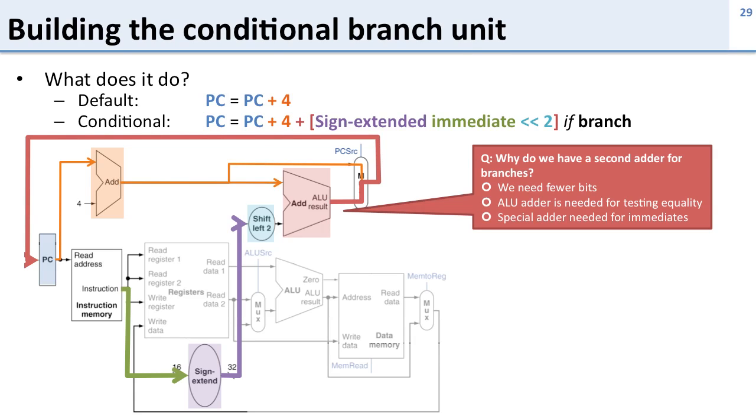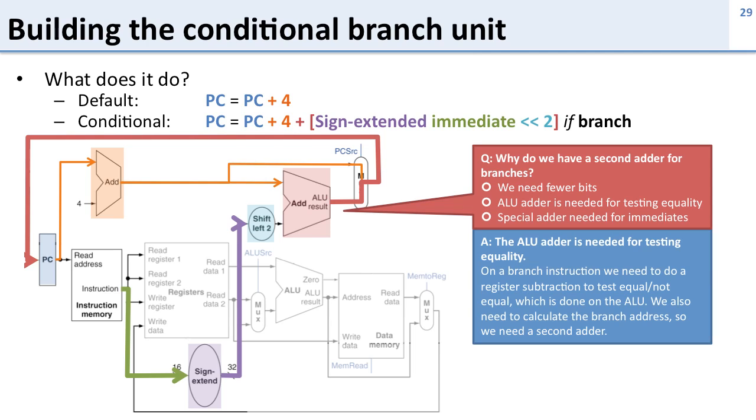So here's a question. Why do we have a second adder for branches? Is this because we need fewer bits for this adder? Because the ALU adder is needed for testing equality? Or because we need a special adder for the immediates? Well, the answer here is the ALU adder is needed for testing equality. When we have this branch instruction, we're already using the ALU for something else. Remember, we're taking two register values, we're doing a subtraction, and then we're generating this 0 output. And that 0 output is used to decide if we do a branch. So we're already using the ALU for that comparison, so we need another adder in order to calculate the address for the branch.